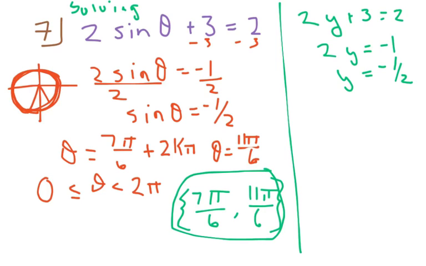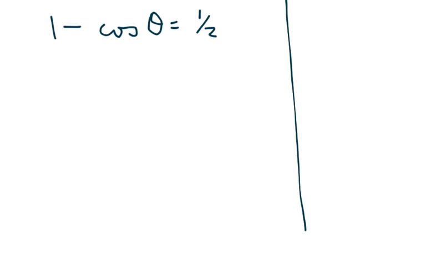Okay? Alright, the next one we're going to do is 1 minus cosine of theta equals 1/2. Again, you're solving this just like you would a normal equation. So if I had 1 minus x equals 1/2, what I would do is I would move the x over here on this side. So I would get 1 minus 1/2 equals x. I just added x to both sides and subtracted the 1/2. So that's what I'm going to do here.